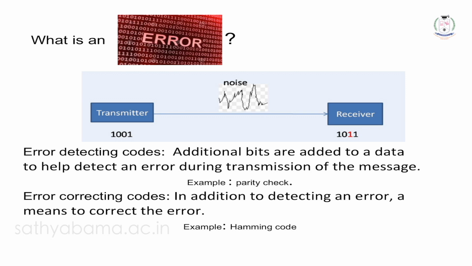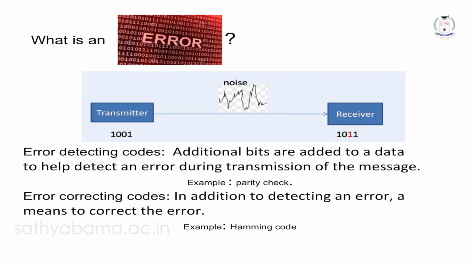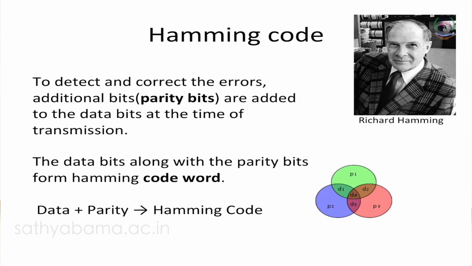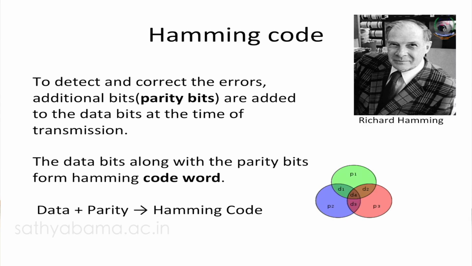So the very first requirement would be to detect the occurrence of an error. There are codes which just do the work of detecting if an error occurred during the transmission or not. Parity check is one such example, where additional bits are added which would say if an error occurred or not. The advancement from detection would be correcting the errors apart from detecting them. Hamming code is a classic example of correcting errors also. Hamming code was devised by an American mathematician, Richard Hamming.